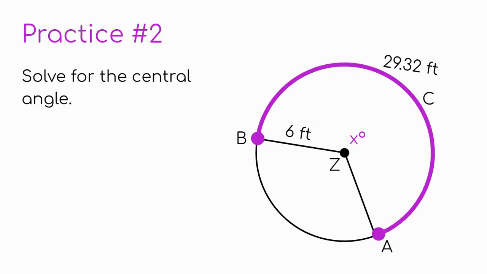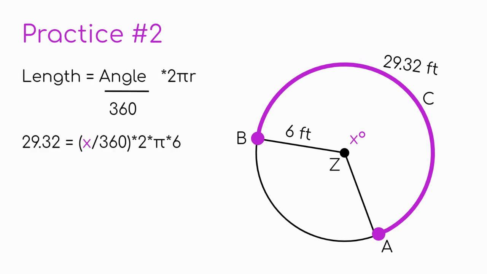So go ahead, pause the video, try to solve for this central angle. Keep in mind we're solving for this big one. All right, step 1, write down the formula. Step 2, plug in what you know. So we've got our formula. I plugged in my arc length, which is 29.32. I plugged in my angle, which is x, and I plugged in my radius, which is 6.